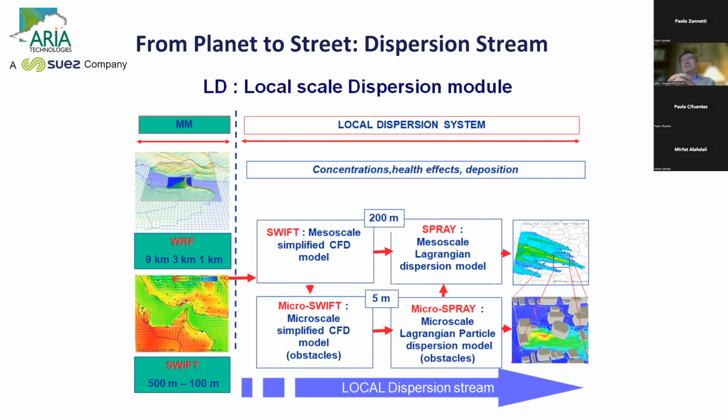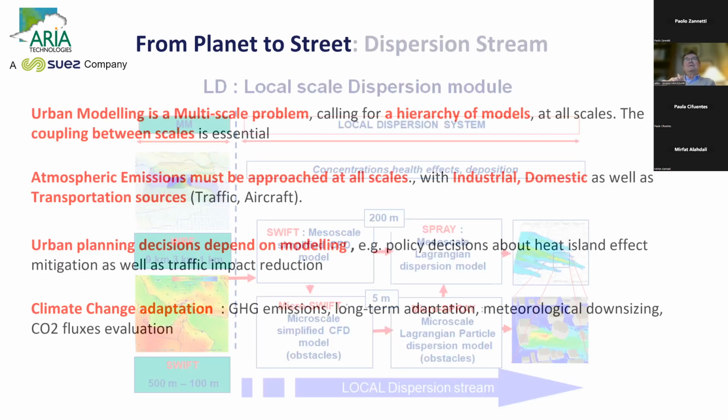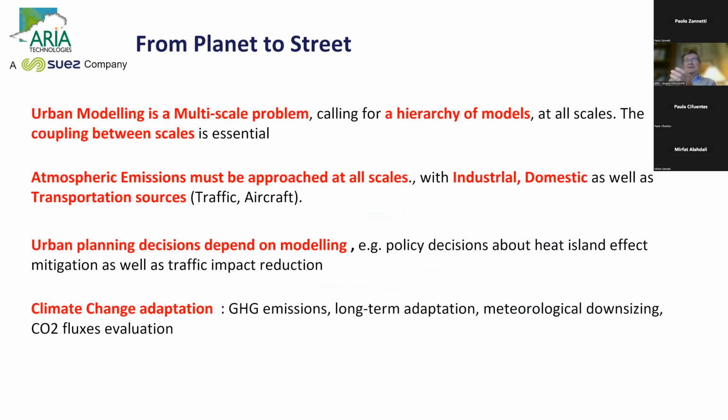And from that model, we have derived a Lagrangian particle model called SPRAY. And it has a version called microspray, which is able to do the dispersion of particles, taking into account obstacles. And this is what we use to go down to street scale or building systems scale and to do high resolution urban modeling. So I hope I haven't been too boring, but I thought it was necessary to explain why to go down to the street scale, we have to start from the planet scale. Otherwise, we'll do just nice things, but not quite efficient in the end.